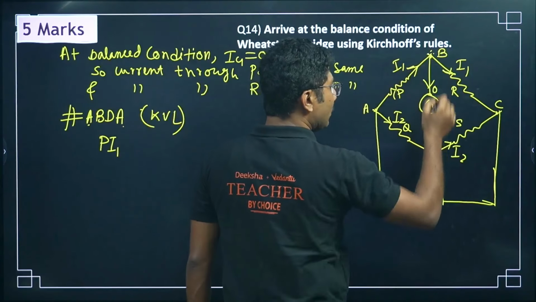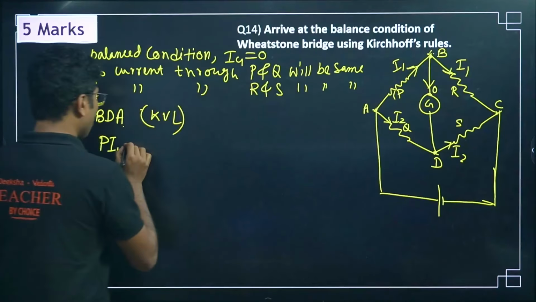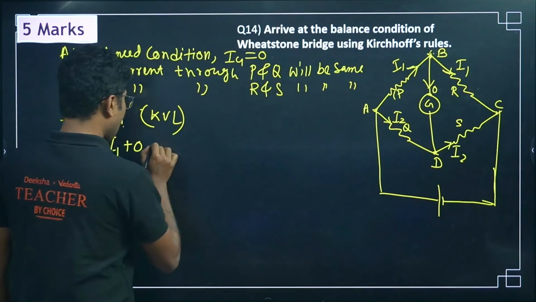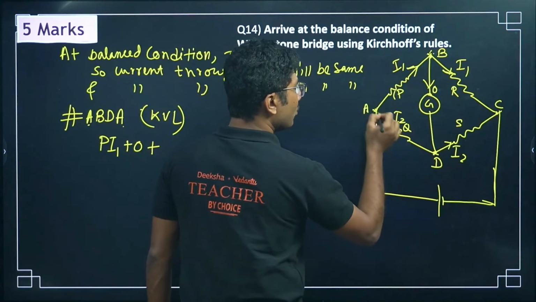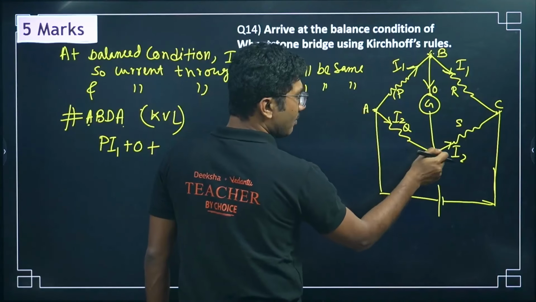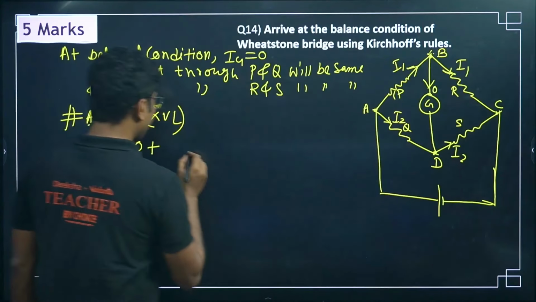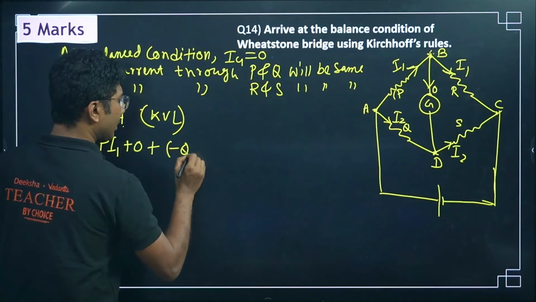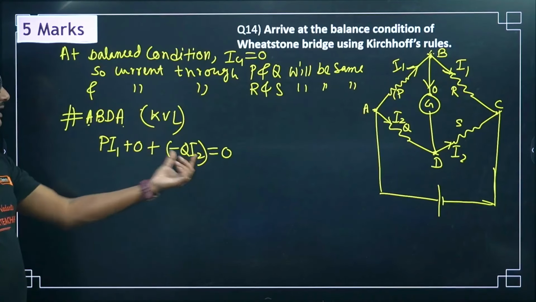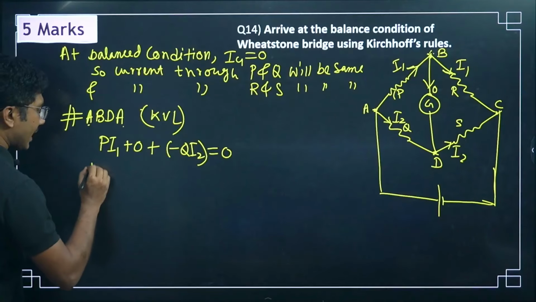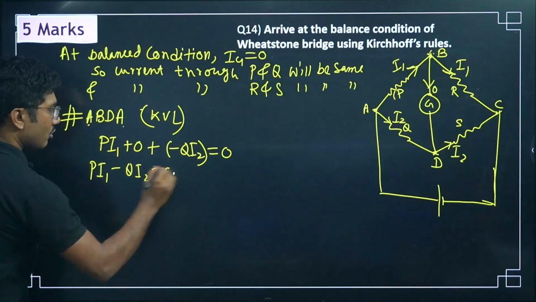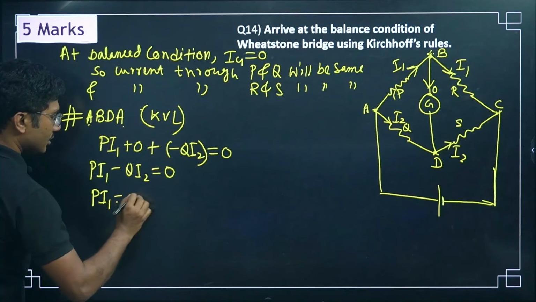From B to D there is no current, so it will be 0. No current means 0, 0 into G is 0. Plus, now we are coming from D to A. The arrow is in this direction, but we are going in the opposite direction of the current, so it will be minus Q into I2, and that equals 0. So P I1 minus Q I2 equals 0, or P I1 equals Q I2.